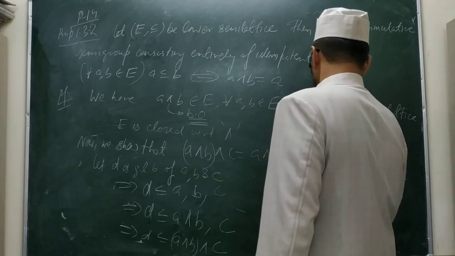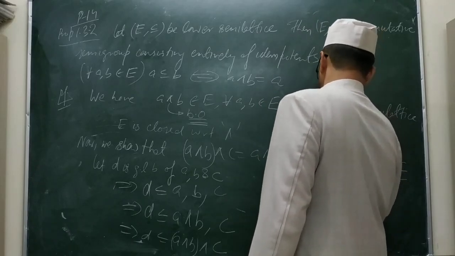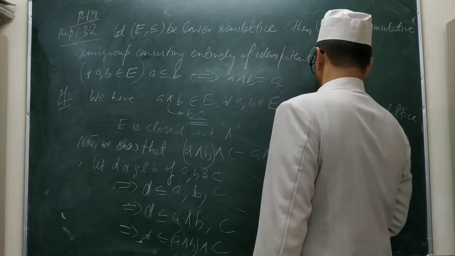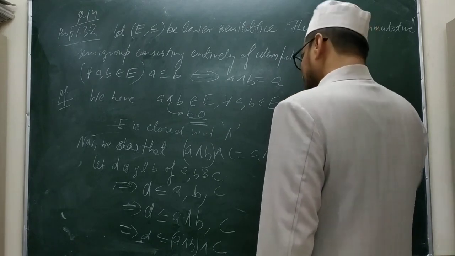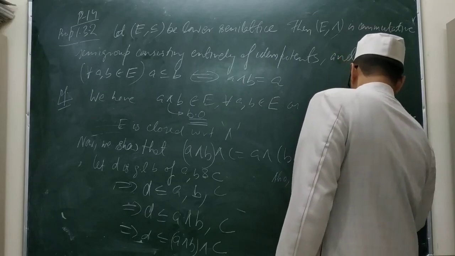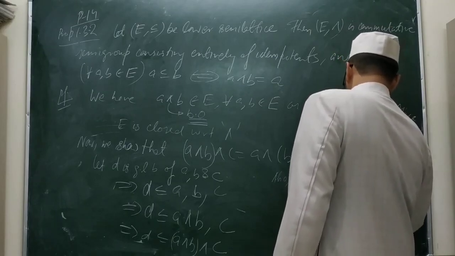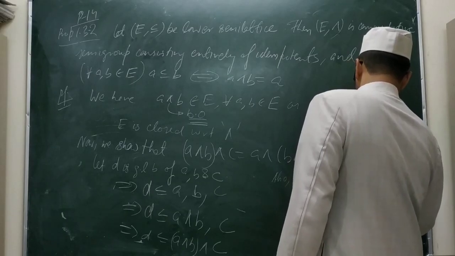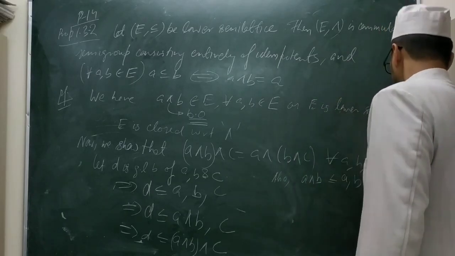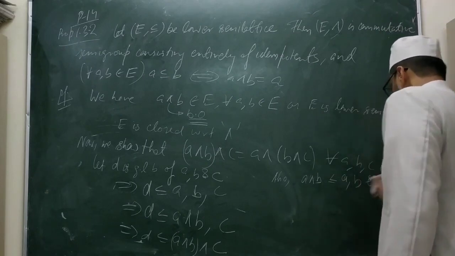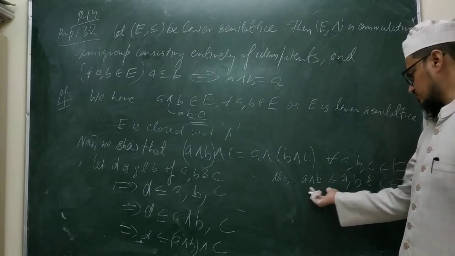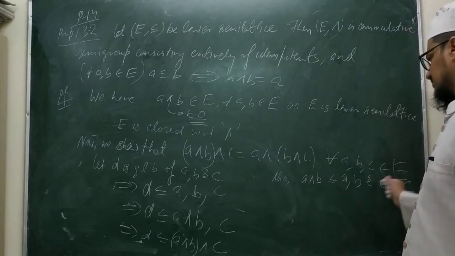Also, you see A meet B is less than or equal to A as well as B. Correct? And A meet B is less than or equal to C, of course, because this is what? This is the lower bound. Greatest lower bound is a lower bound, so it will be less than or equal to A and B, and this is less than C.